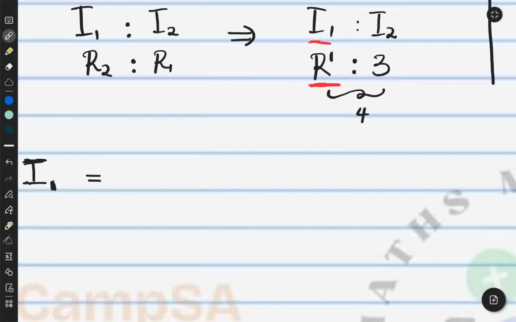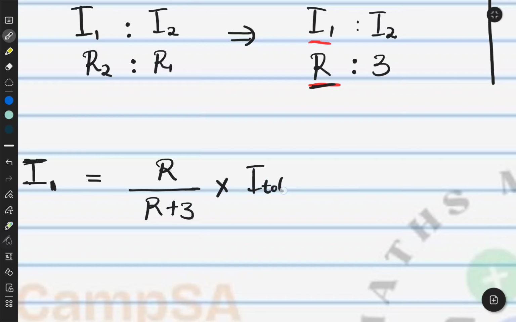So that would be your denominator. So you would say over R plus 3. In this case, R is not a value, so we'll just leave it as R. So that's our denominator. Then what's our numerator? Our numerator is the side we are focusing on, the one that we want. So that's our R, right? Then we multiply this by our total current, I tot.